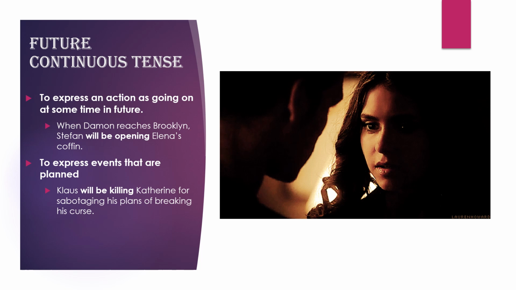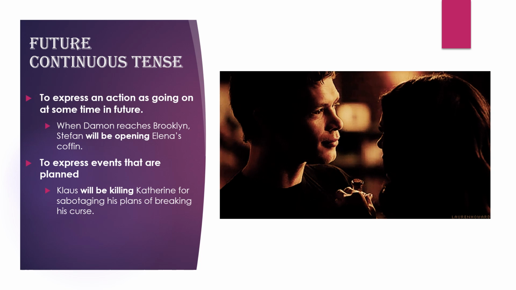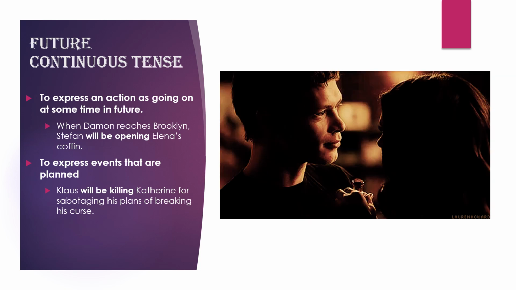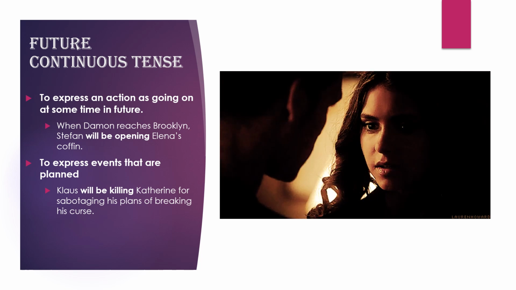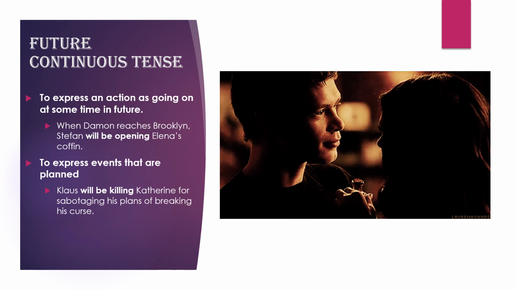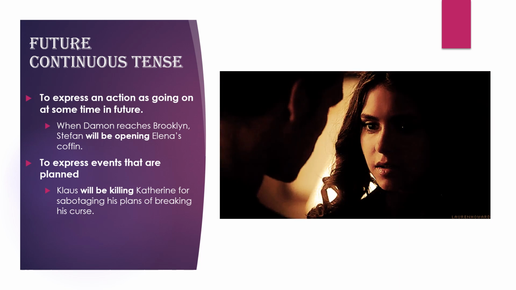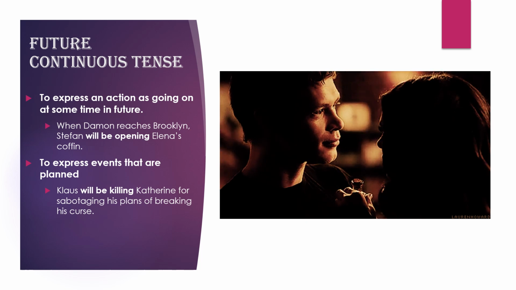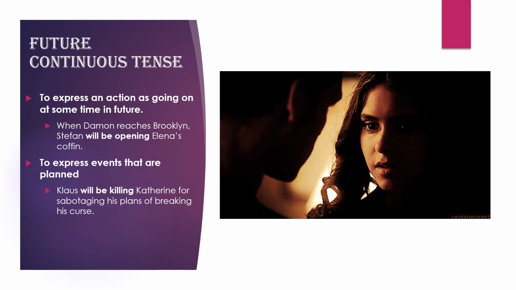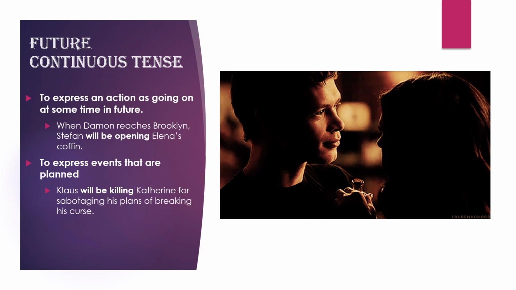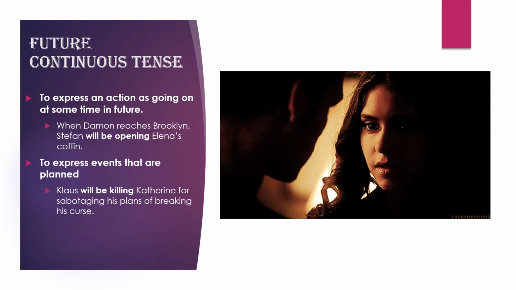The next is future continuous tense. This is used to express an action as going on at some time in the future. So, when Damon reaches Brooklyn, Stefan will be opening Elena's coffin. When Damon reaches, Stefan will be opening. It would mean that whenever Damon reaches Brooklyn, the later action uses the future continuous, Stefan will be opening, and the action would be on, continued.